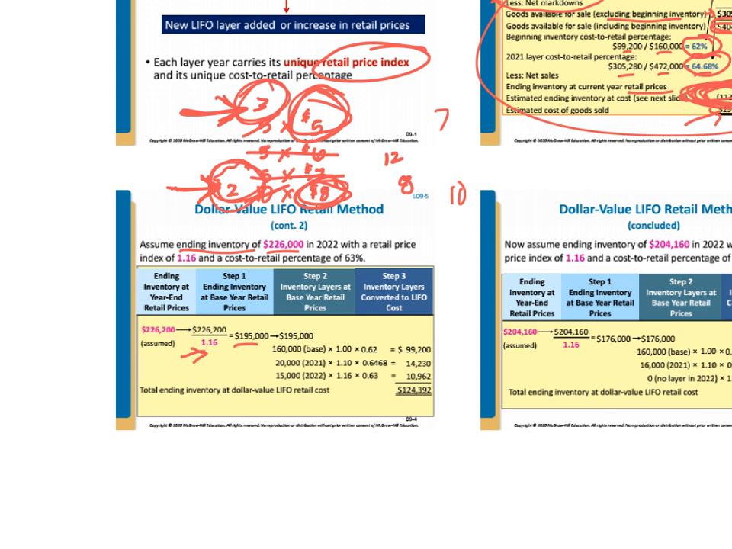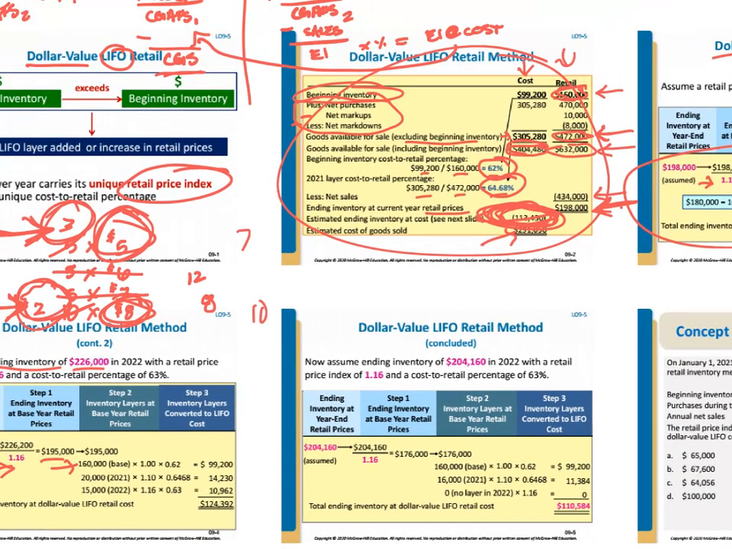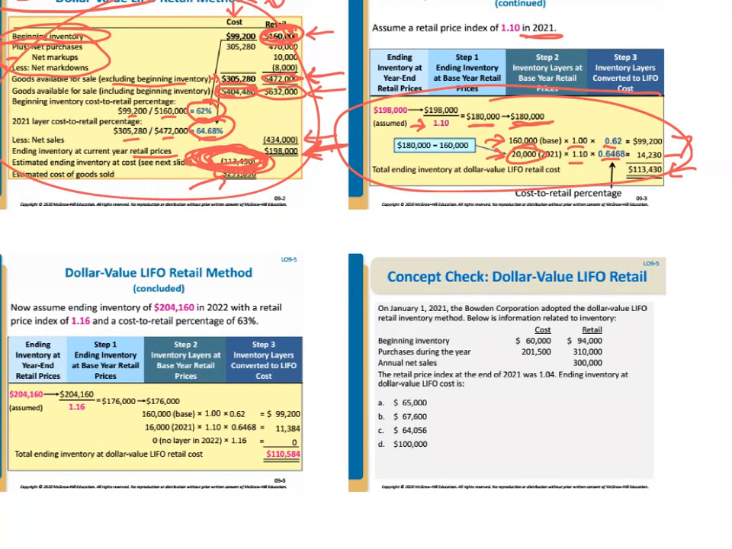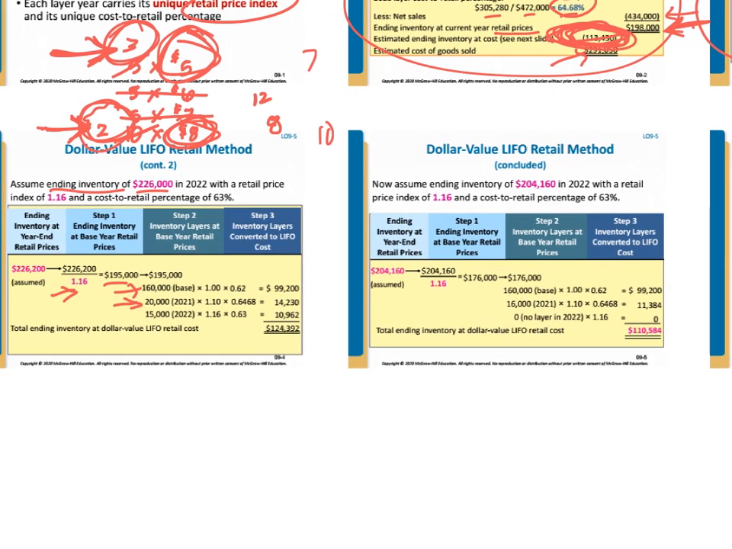We then split this out among its layers. Remember, we had a beginning inventory layer at $160. That was given to us right up here. We also had a 20,000 layer that we calculated last year. We calculated that layer right here. We then have a new layer because that's 180, and we were left with 195 in this calculation. We then have a new layer of 15,000.